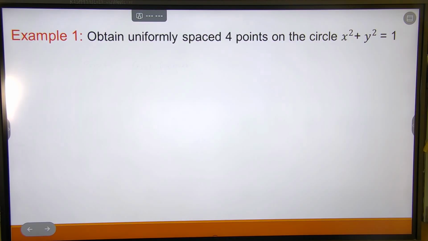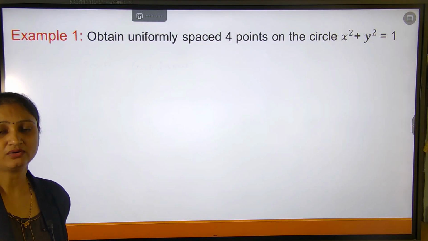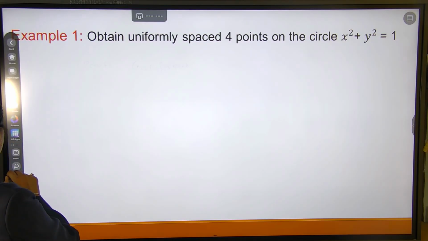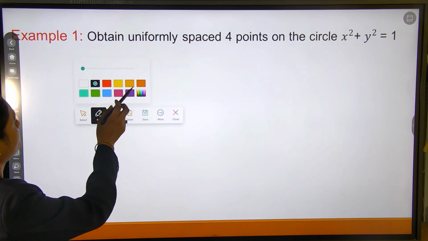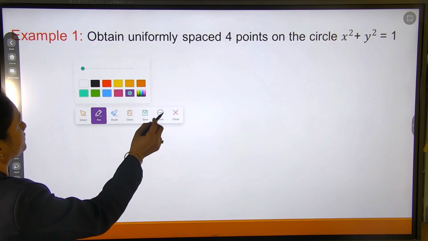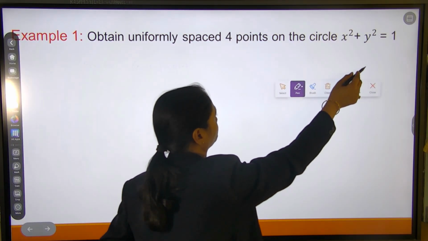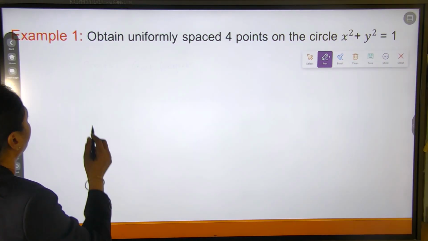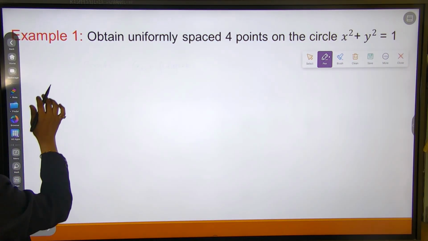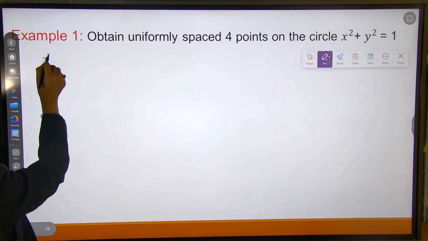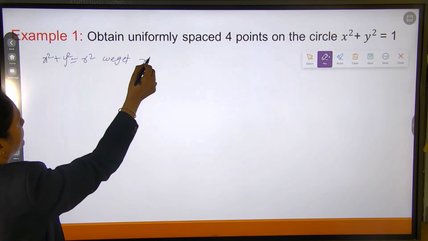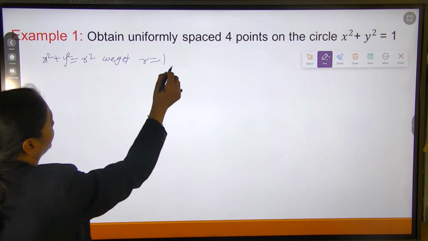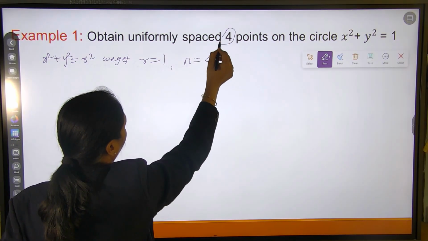So let us solve this example. Obtain uniformly spaced 4 points on the circle x square plus y square is equal to 1. So if we compare this equation with x square plus y square equal to r square, we get r is equal to 1 and number of points n is equal to 4. Here we have given the number of points.